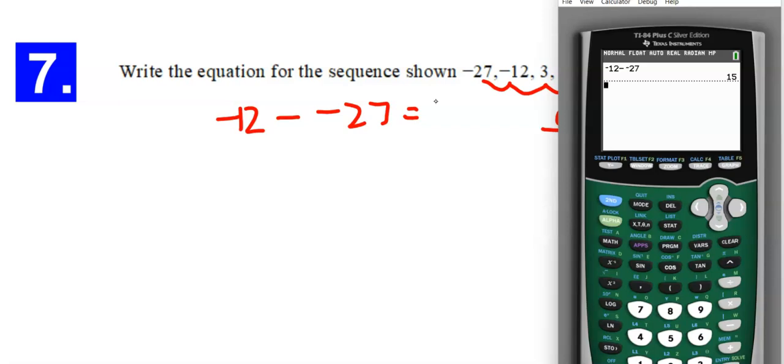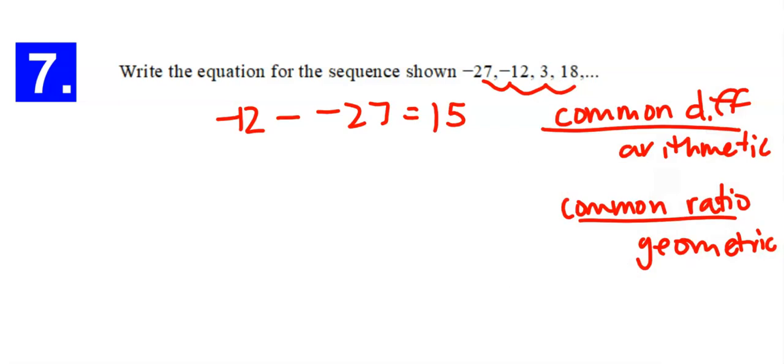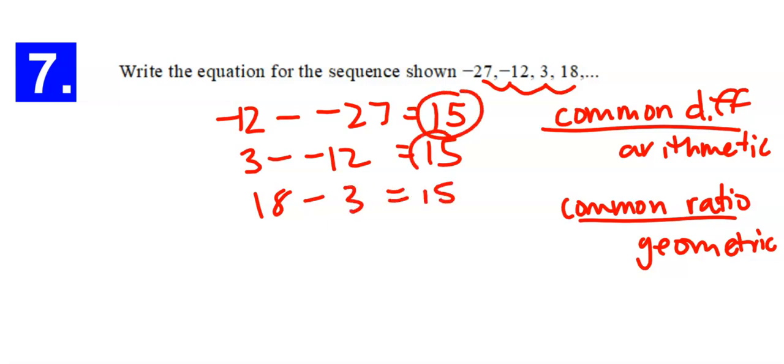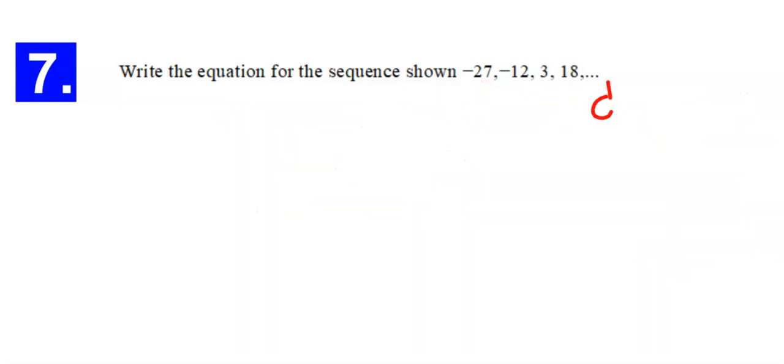Once we compute that difference, we go on to the next value, 3 minus -12, and 18 minus 3. If we get the same number every time, then that's our common difference. So this has a common difference of 15, and it's arithmetic.